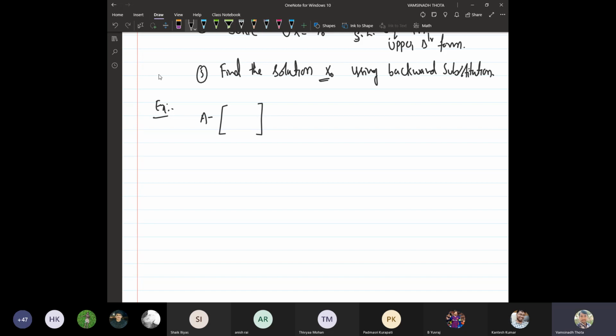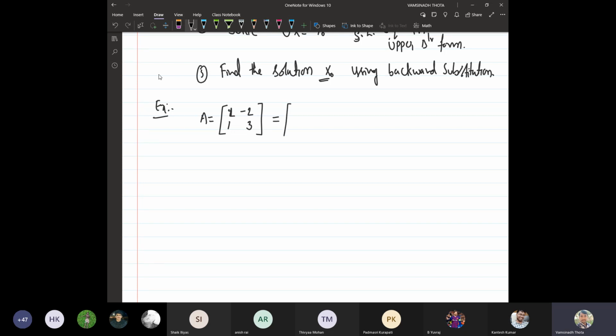So for example, take A equal to [[2, -2], [1, 3]]. This is a square matrix of order 2. Now I would like to write this matrix as a product of two matrices: a lower triangular matrix and an upper triangular matrix.